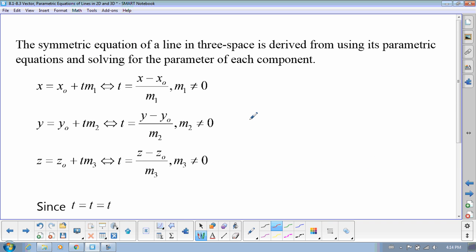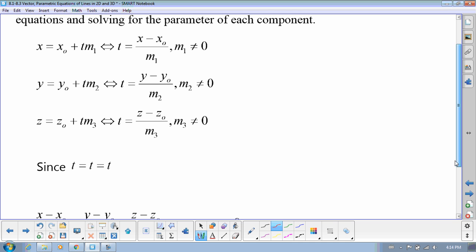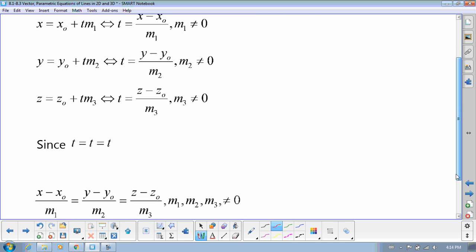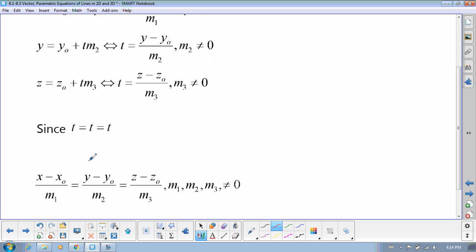Now, the symmetric equations of a line in 3 space, we can get them from the parametric equations. So the parametric equation breaks it up into the x component, the y component, and the z component. You'll notice in each of the 3 components, we rearranged and isolated for t. So t, whether it's the x component, the y component, or the z component, it has to be the same value that we're working with. So since we know that t equals t equals t, we can set those 3 rearranged equations equal to each other. So this here, this is the symmetric equation. So this is what they will look like.